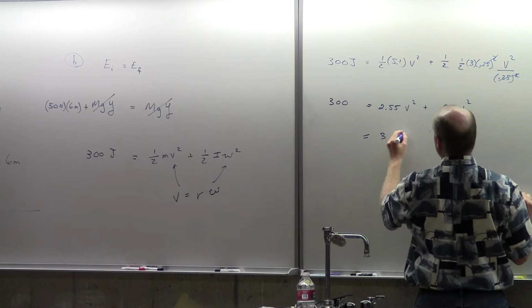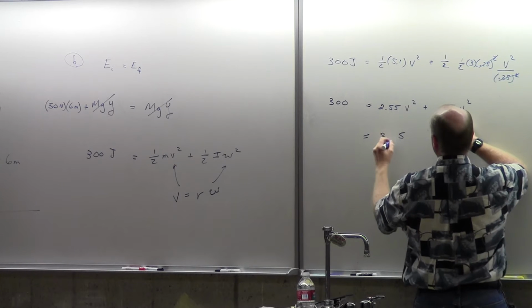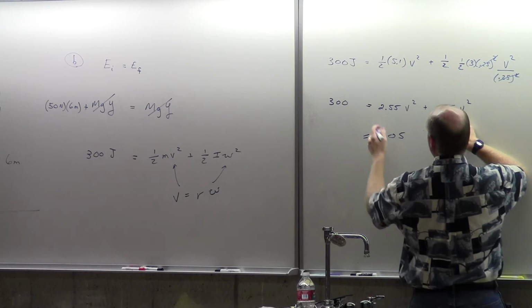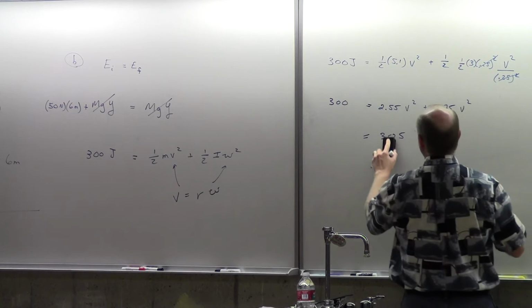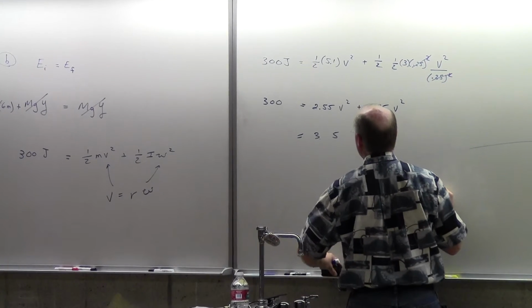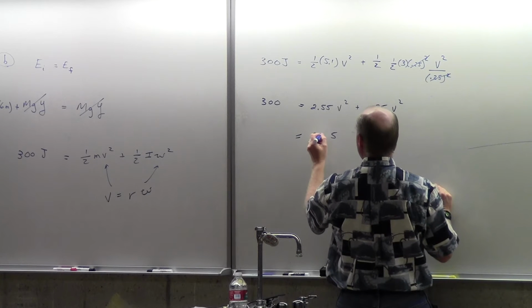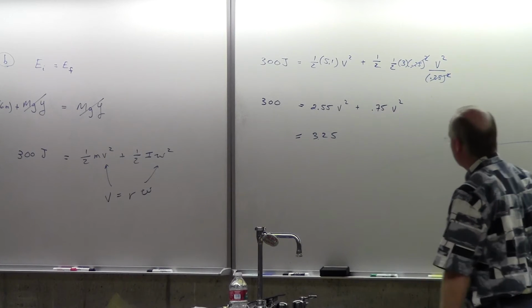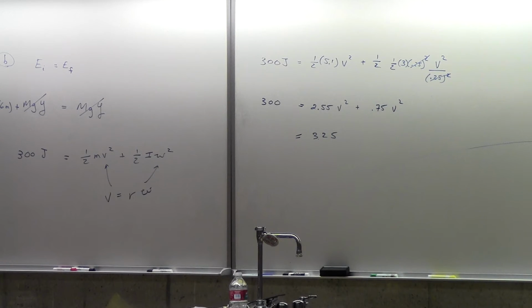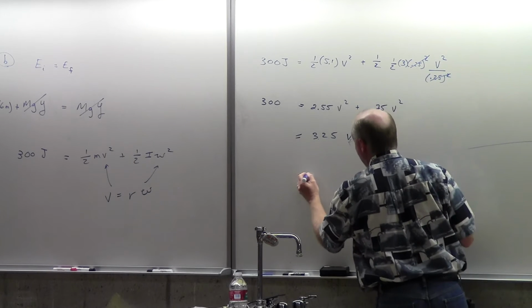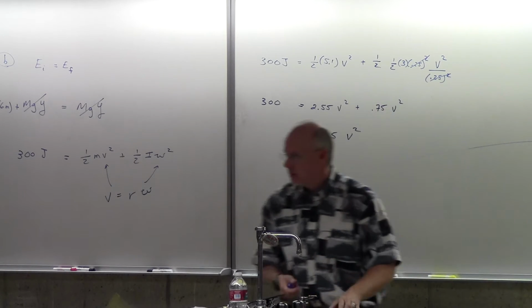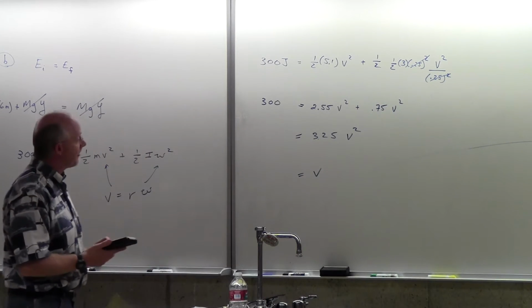And so what do you get? 5 and a 7 make a 12 and then carry over. All right. And then the v squared. So when I put the two together, now I can solve for v.